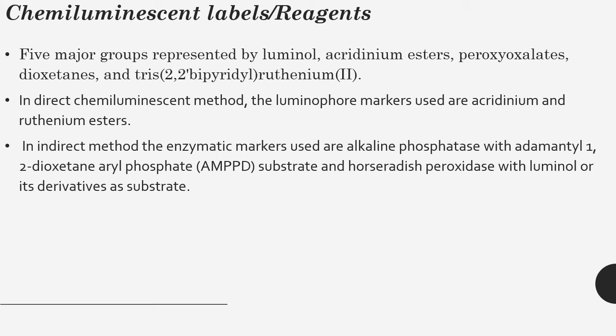Another method is the indirect method, where energy from the chemical reaction excites another material, which uses enzyme markers such as alkaline phosphatase with adamantyl 1,2-dioxetane aryl phosphate, which is also known as AMPPD substrate, and horseradish peroxidase with luminol or its derivatives as substrate.